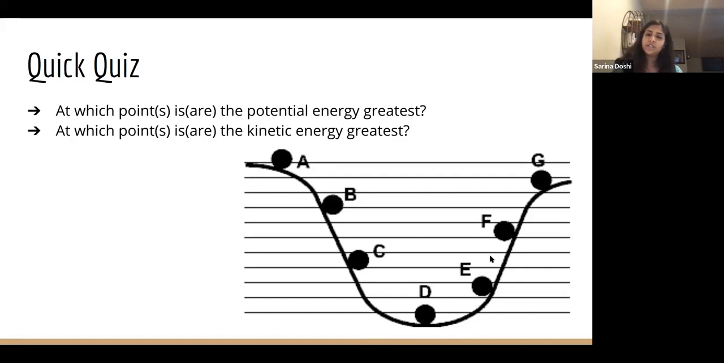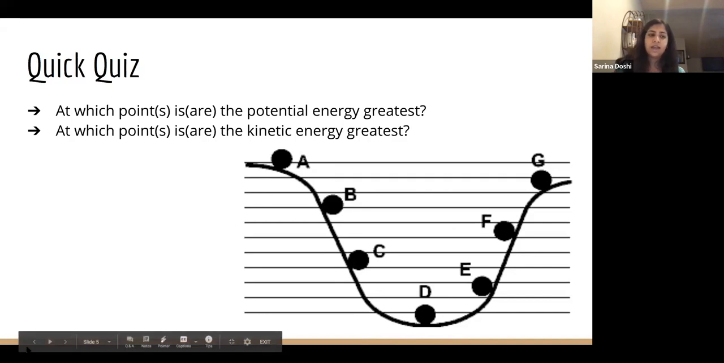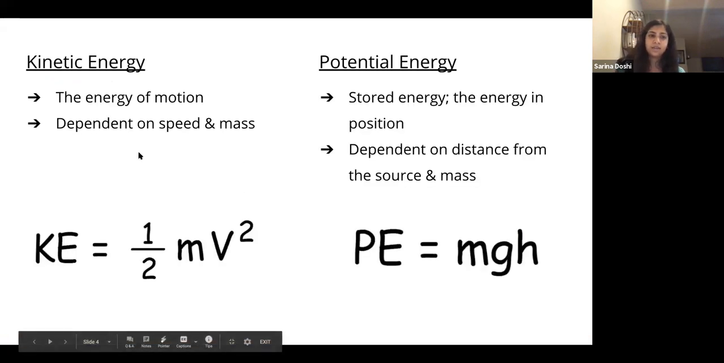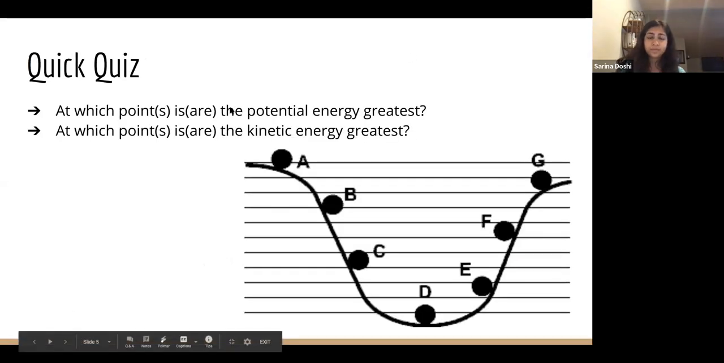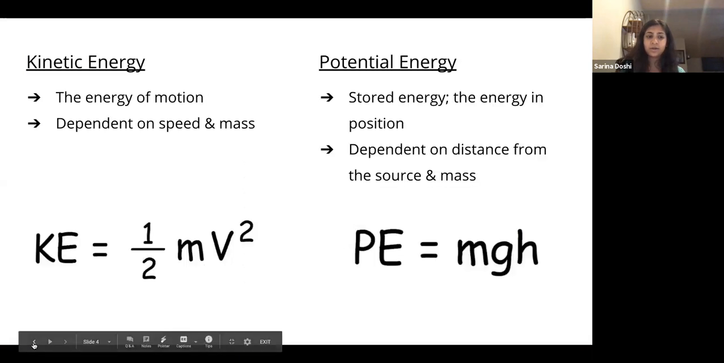And you can kind of see that in terms of speed. So at the very top, the ball has no speed. And if the ball has no speed, kinetic energy has to be equal to 0, because if this is 0, 0 times anything is 0. And then if we go back to this, as the ball picks up speed and loses height, eventually at point D, H will be 0, and for the same reason, potential energy will be 0 there.